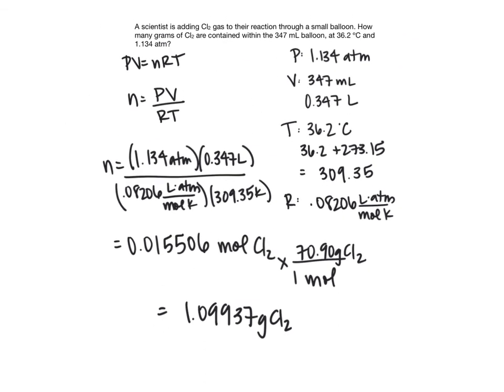Now, we need to revise our answer to include the significant figures. So when we look back at the problem, we have 3, 3, and 4, which means our answer needs to have 3. So when we pare back our value, we notice that it's 1.09 and the next digit is a 9. That rounds up to 1.10 grams of chlorine gas.